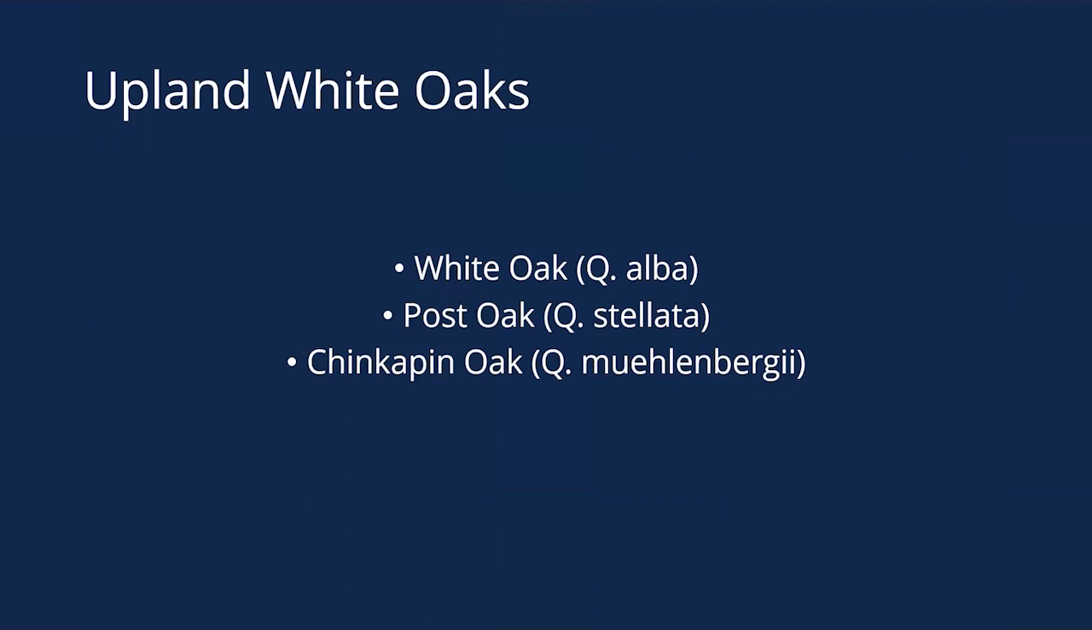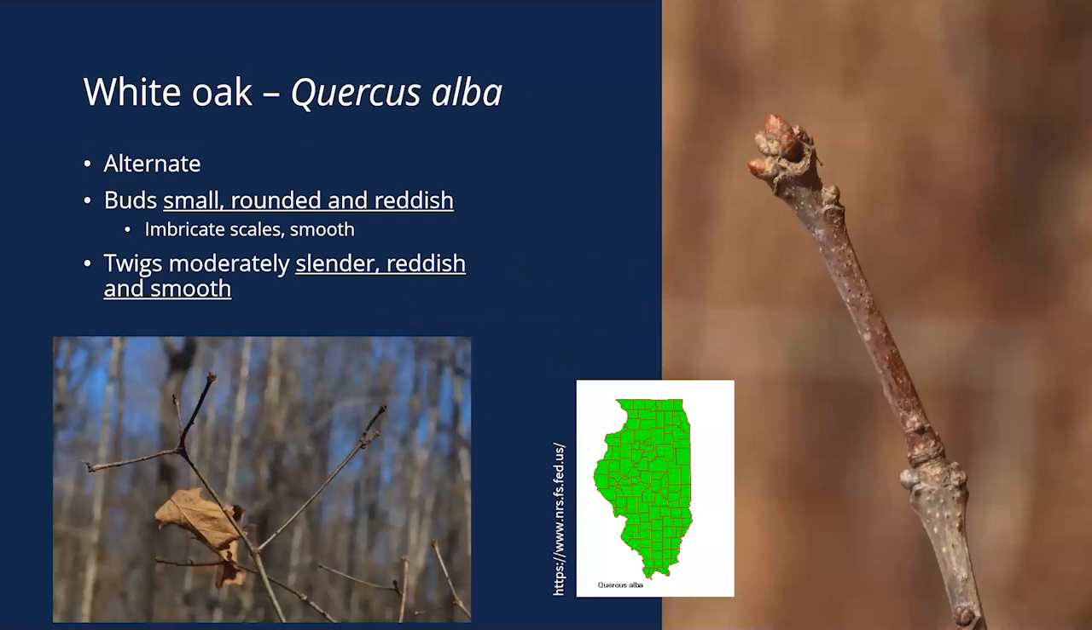So I wanted to focus on them to show people how to tell these 3 species apart from each other. And I'll do that for the rest. You'll see it again and again. I'll highlight and compare similar species. But we're going to start with the white oak, the true white oak, Quercus alba.